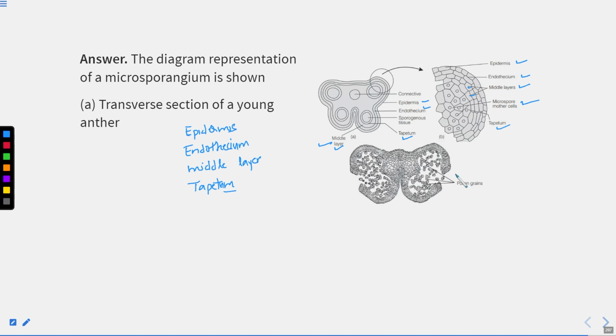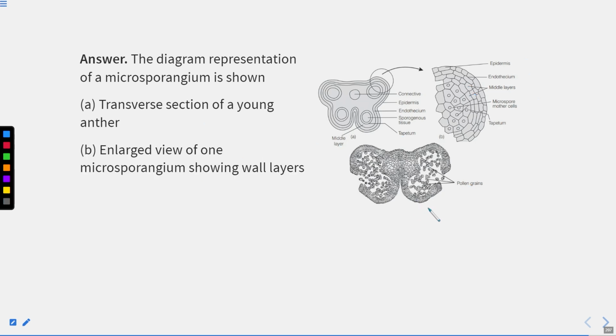Again, here you can see the pollen grains which are produced inside the bilobed anther. Now image B shows the enlarged view of one microsporangium showing the wall layers. What is image C? Image C is a mature dehisced anther showing the pollen grains. Here you can see the anther has dehisced and the pollen grains have been released.